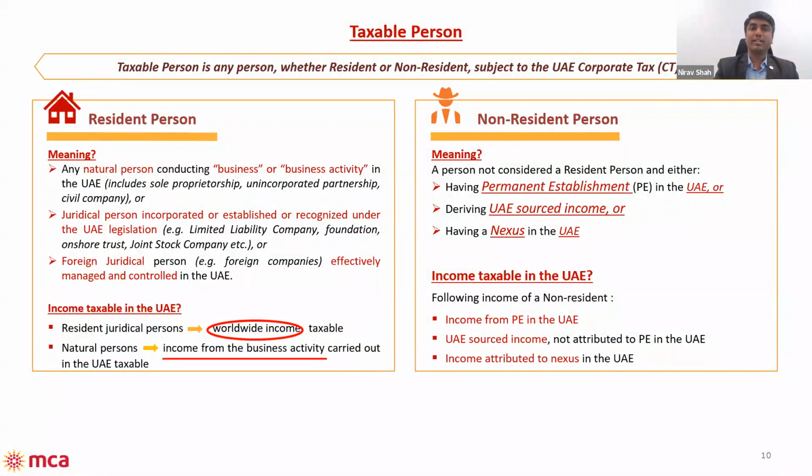And the third is non-resident having a nexus in the UAE. Now, what is nexus? They have not defined it as of now. It is expected that the cabinet decision will specify what is a nexus for a non-resident in the UAE. But in general understanding, one can take an example that if any non-resident is having any connection or any kind of link in the UAE through which that person is conducting its business, then that can be considered as a nexus. So for a non-resident, only income which is earned out of that permanent establishment or that UAE sourced income or income which is connected to nexus, only this income would be taxable in the UAE.